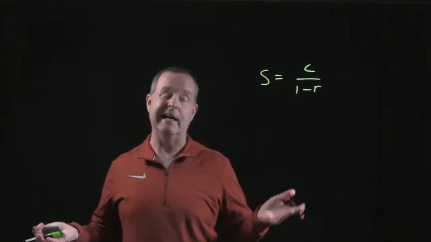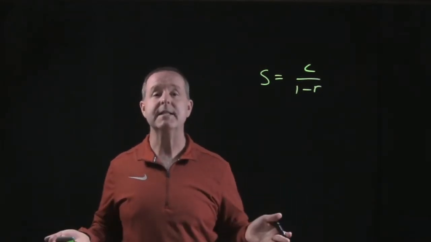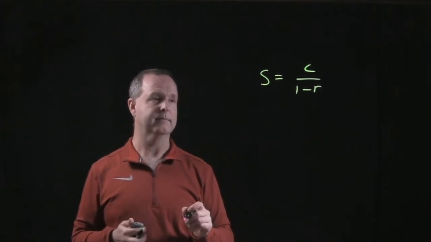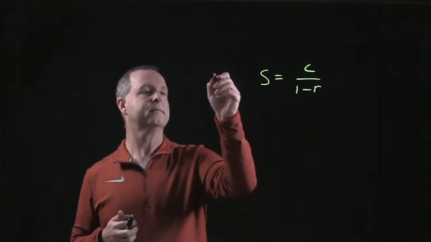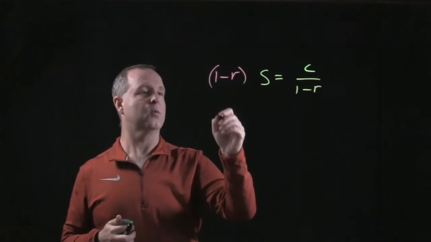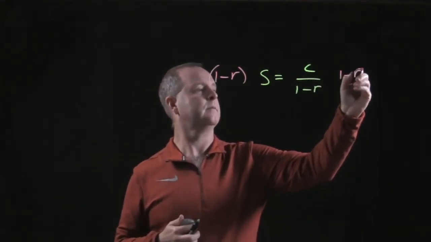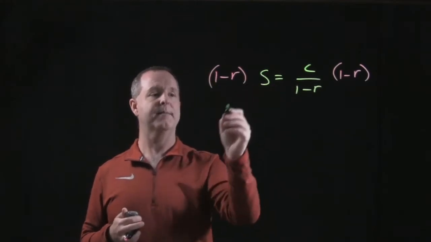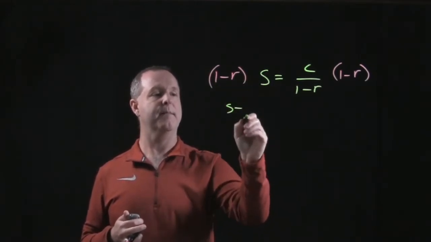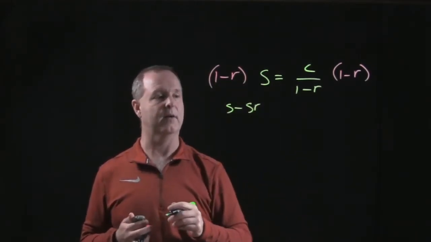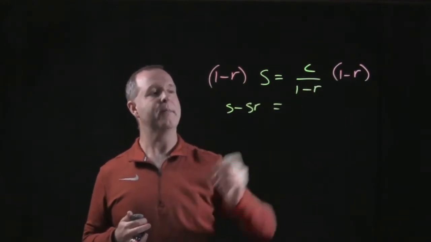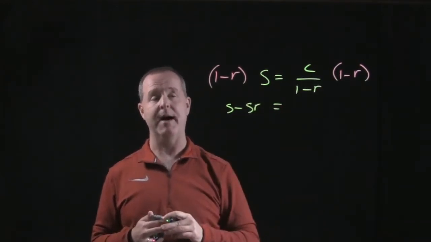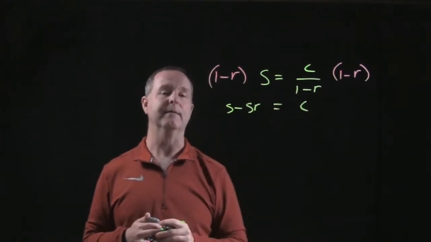First thing we do? I don't know. Second thing we do? Let's see if we can eliminate the fraction some way. Lowest common denominator is a 1 minus an r. Let's multiply that through. 1 times s gives me an s, r times s gives me an rs or sr. 1 minus r factors out with the 1 minus r, so I'm left with a c.